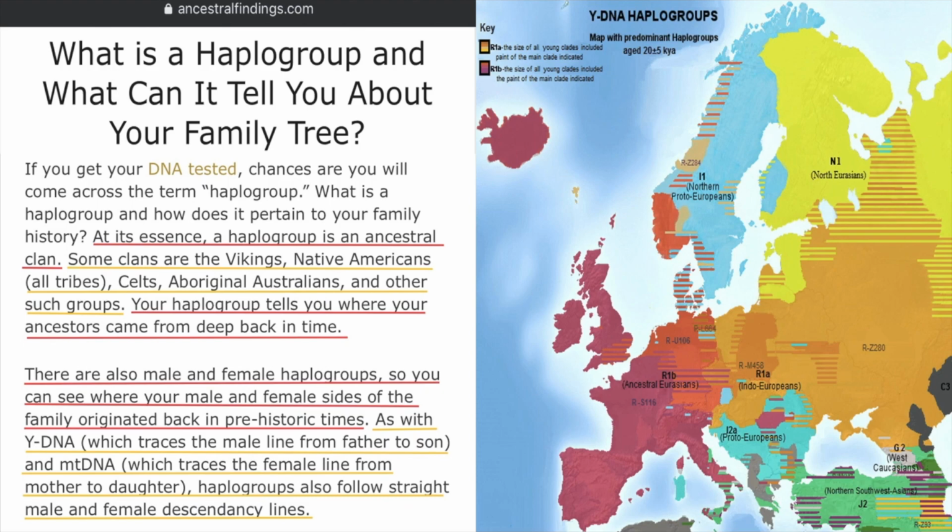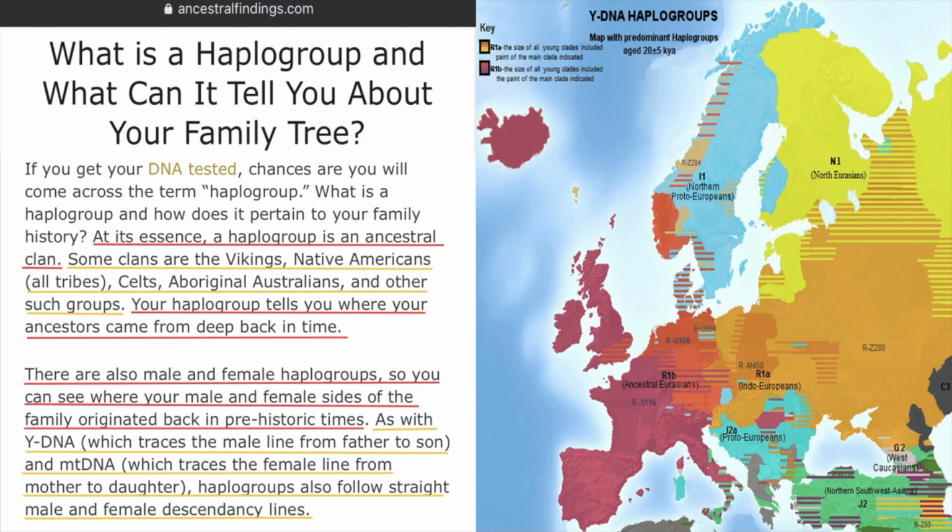This is from ancestralfindings.com, and it reads, at its essence, a haplogroup is an ancestral clan. Some clans are the Vikings, Native Americans, all tribes, Celts, Aboriginal Australians, and other such groups. Your haplogroup tells you where your ancestors came from deep back in time. There are also male and female haplogroups, so you can see where your male and female sides of the family originated back in prehistoric times. As with Y-DNA, which traces the male line from father to son, and maternal DNA, which traces the female line from mother to daughter, haplogroups also follow straight male and female descendancy lines.